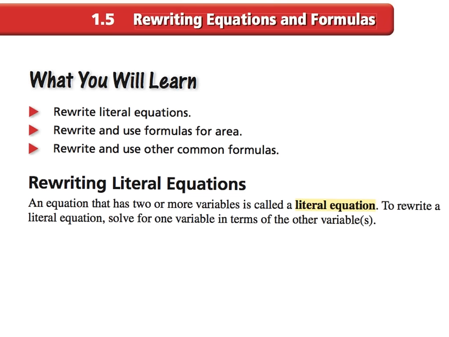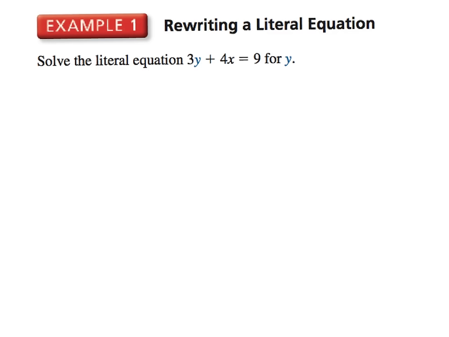To rewrite a literal equation, we have to solve for one variable in terms of the others. So, example 1. I want you to solve the equation 3y plus 4x equals 9 for y. That means I want you to solve for y in terms of x. Get the y by itself. So pause the video and do it yourself to see if you remember this from last year.